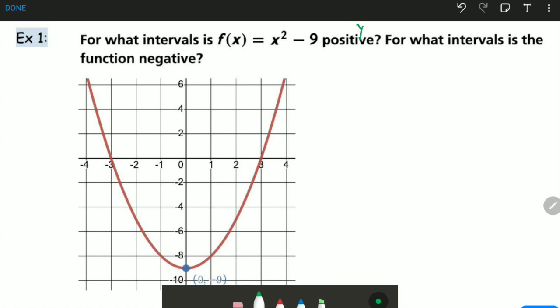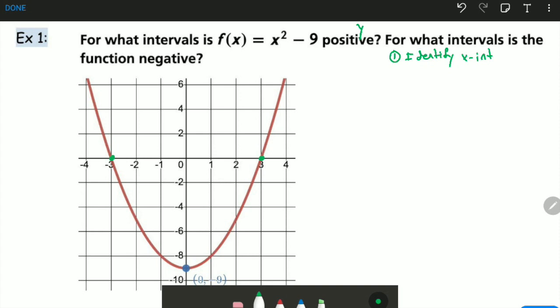So I need to first identify where it changes from positive to negative or negative to positive. So those are the x-intercepts, or they're also called zeros. So first identify x-intercepts. So I can see the x-intercepts right here at -3 and right here at 3.